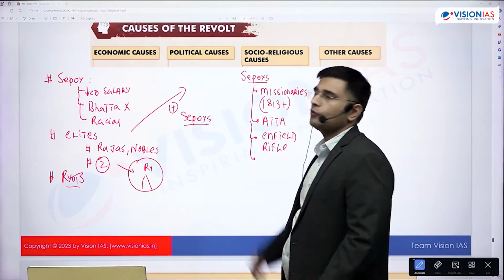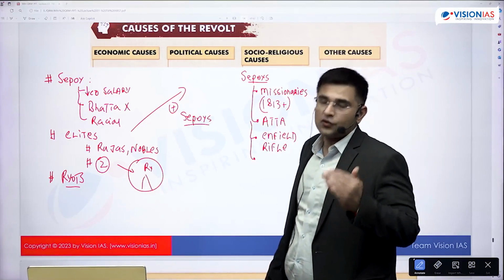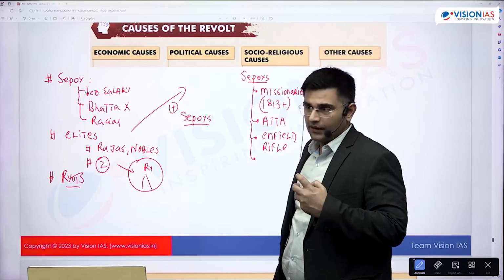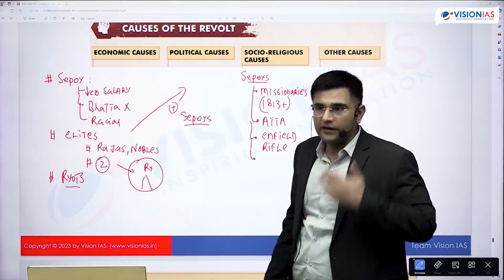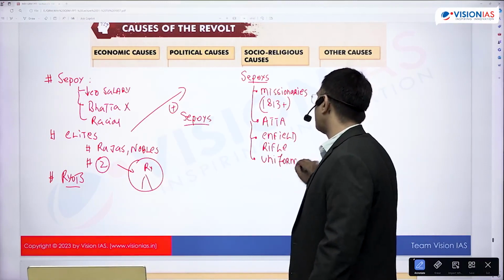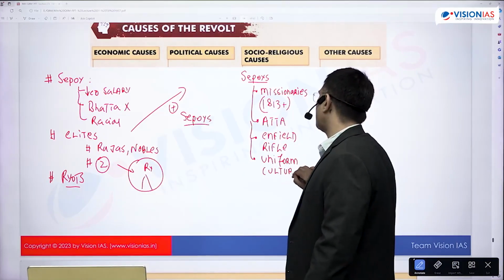Plus Britishers wanted to promote uniform culture. So, for example, they did not allow people to wear their religious symbols, right? Hindus and Muslims cannot wear their religious symbols, right? So uniform culture is another reason why they are trying to. So this hurt the sepoys.